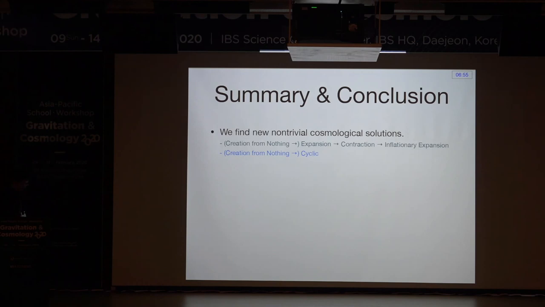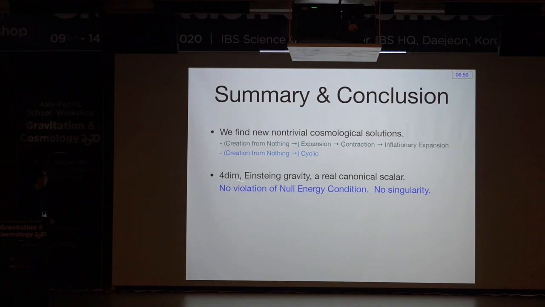We want to emphasize that this is within four-dimensional Einstein gravity and a real canonical scalar field. The canonical scalar field may be a non-minimal ingredient, but this is also necessary for inflation. So this framework is a very standard one. And there is no violation of the null energy condition. Note that many scenarios of bouncing cosmology violate these kinds of conditions, and some bouncing scenarios assume the scale factor vanishes or the energy density becomes infinite. But in our case, there are no such singularities.